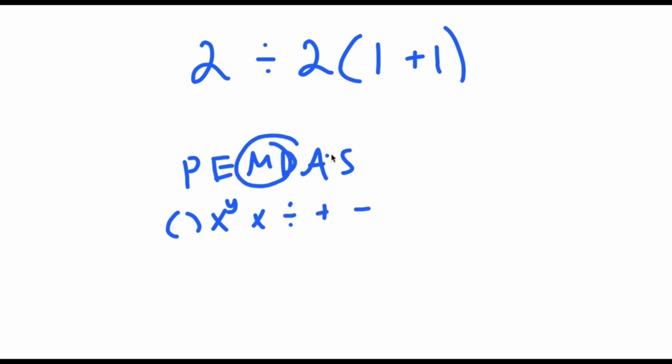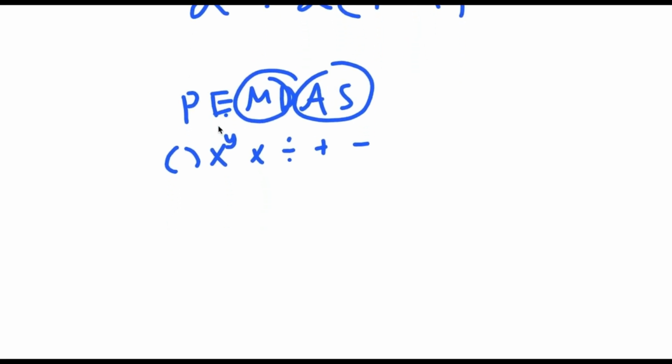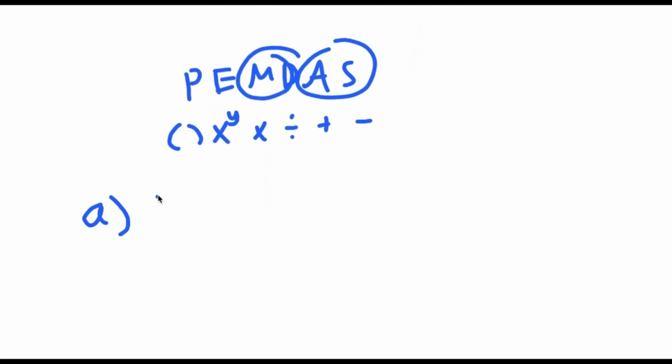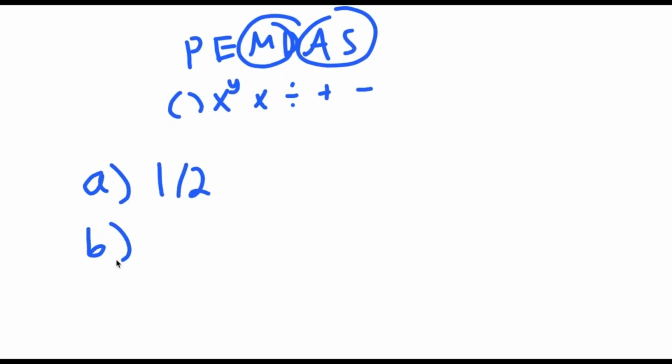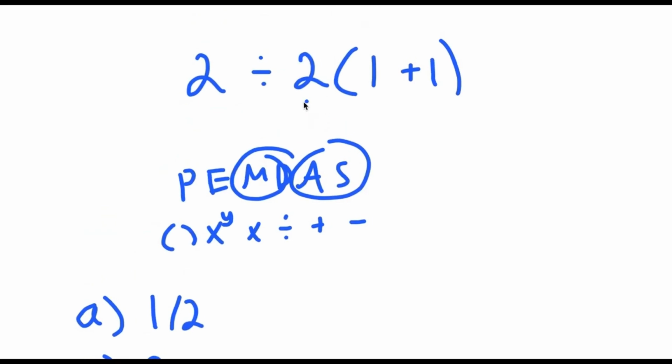And multiplication and division are grouped, and addition and subtraction are grouped, meaning whichever one comes first in the group is the one I do first. And for those of you who want to try this without an explanation, I have 3 answer choices here. I have A, which is 1/2, B, which is 2, and C, which is 4. So you can go ahead and pause the video and try to solve this.